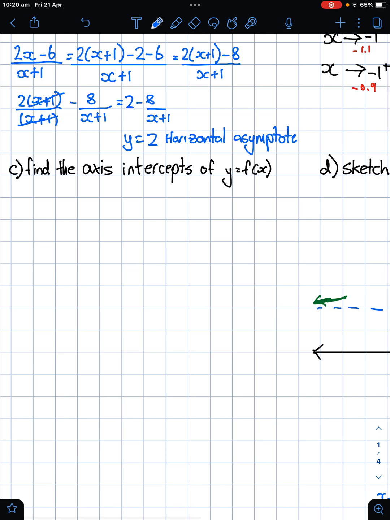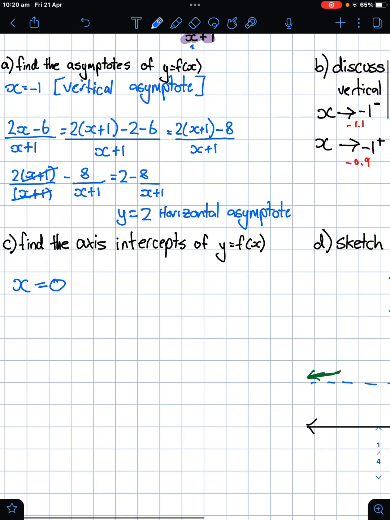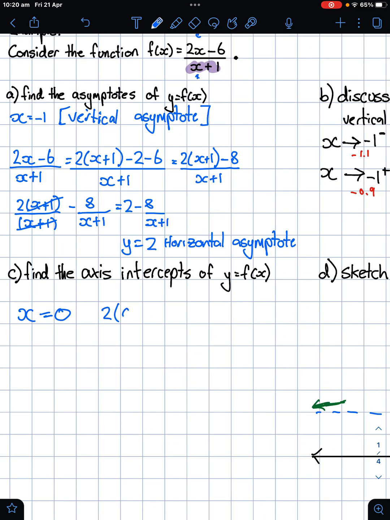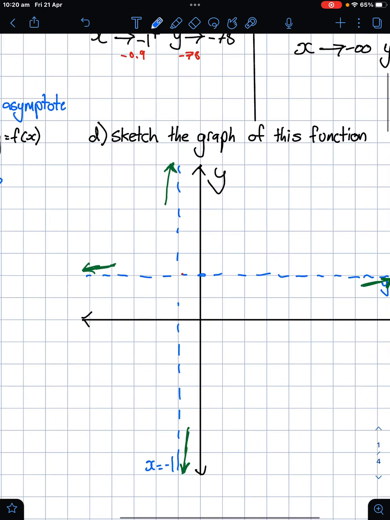Find the axes intercepts for f of x. So this is easy. So x equals 0 means we put our function in here. So we're going to have 2(0) minus 6 over 0 plus 1 equals negative 6. So we've got this asymptote, we've got this intercept here, 1, 2, 3, 4. Now, I'm going to have to sort of mess up my graph here. Originally, I did this to scale, but 6 will be down here, so it'll be really hard to graph. So let's be a little bit dodgy, and we'll pretend this is -6 here.